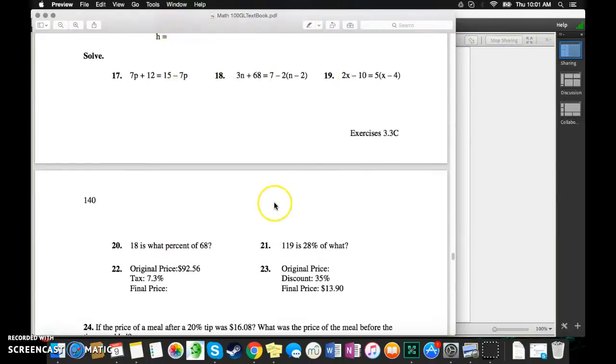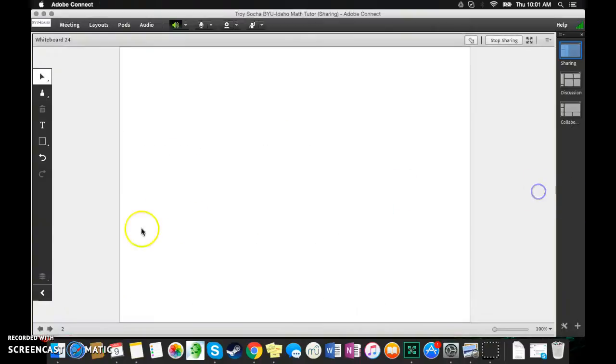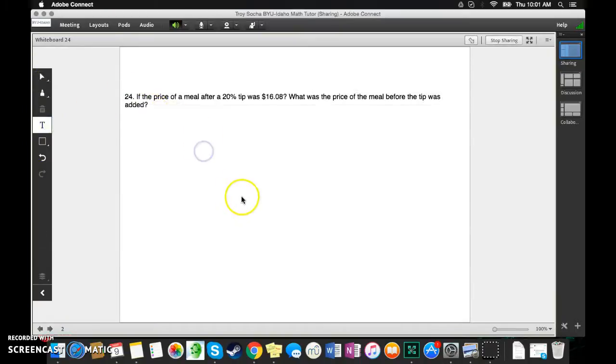Most of this is just pretty easy review stuff, but percentages can be kind of difficult. Let's look at this: if the price of a meal after a 20% tip was $16.08, what is the price of the meal before the tip was added? Let's do that one since it's a word problem and a percentage problem. Before the tip was added, I know that's going to be my X. The price after a 20% tip was $16.08, so that's my total. So equals $16.08.